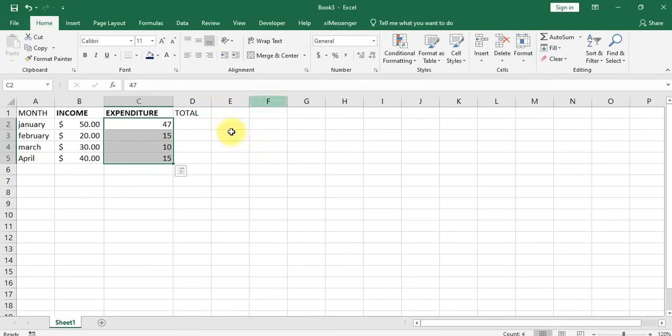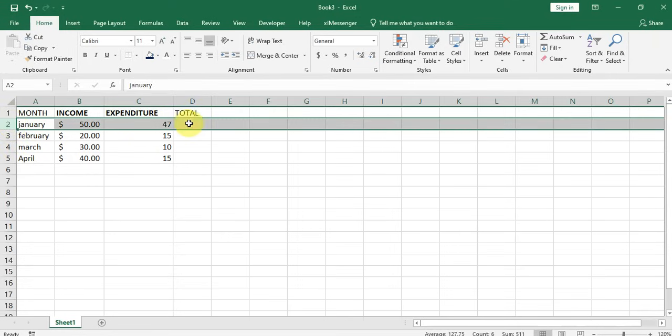Now at the end of every month I want to calculate the money that will be left for every month. I got $50 for the month of January, and then I spent 47. Now I want to calculate the total amount of money which will be left that month. In the month of January I want to calculate.